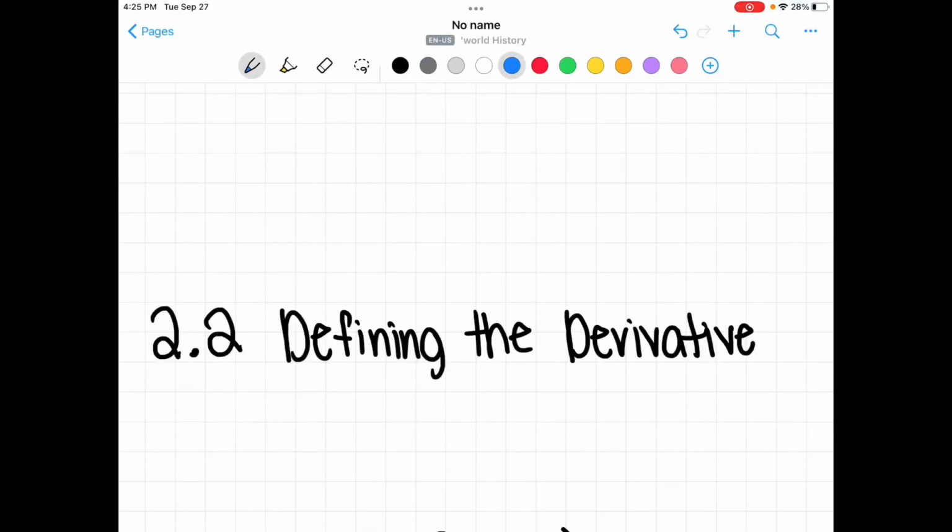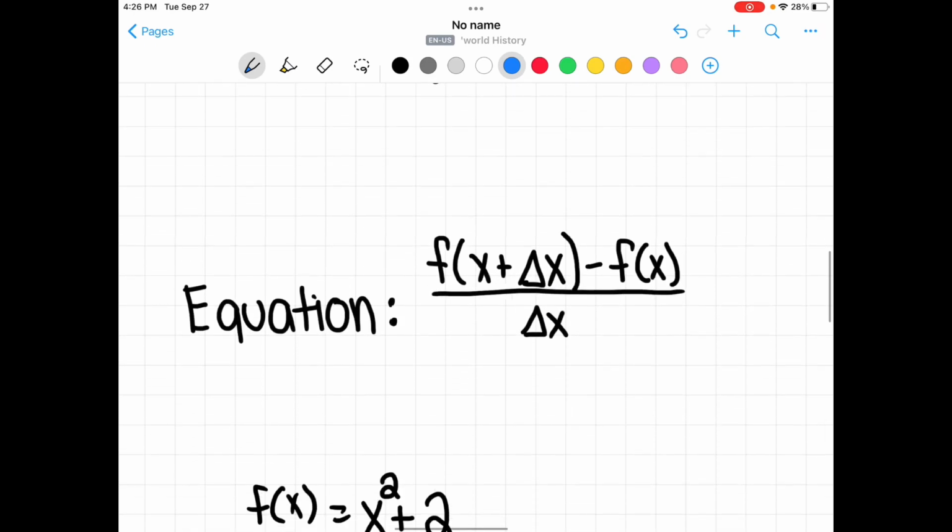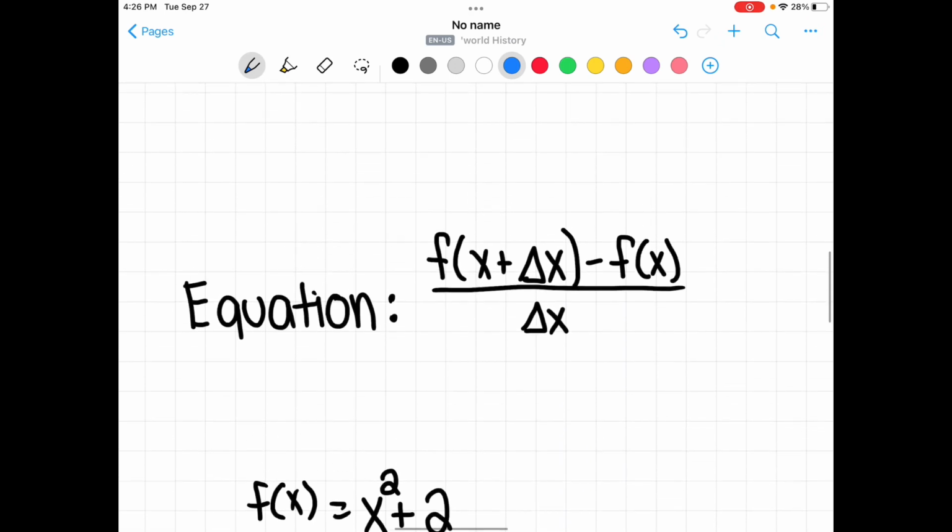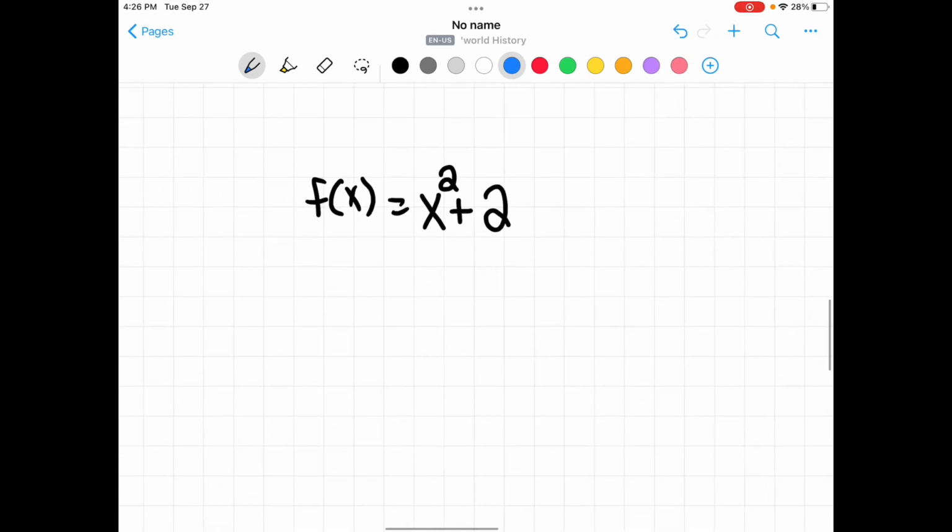Alright, today we're going to be discussing Unit 2.2, defining the derivative, and it's just more of the same of what we've already been doing. This is the equation we're going to be using. Some people will substitute this in for an A and this in for an H, but I'm just going to keep using delta x. So here's our equation, and we're just going to be defining what f of x is and what f of x plus delta x is.